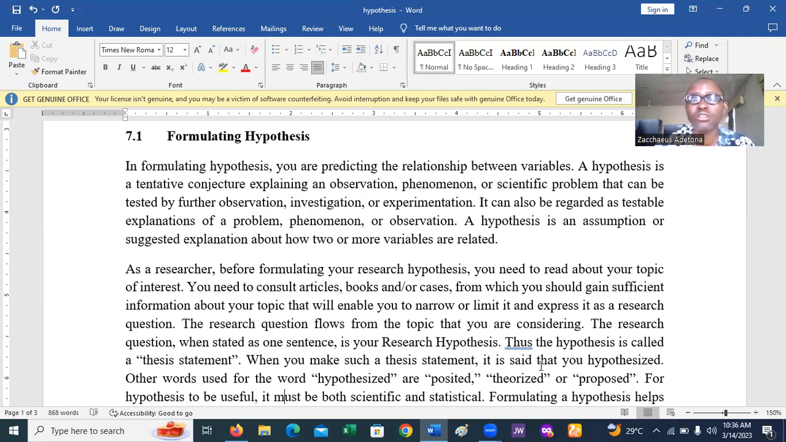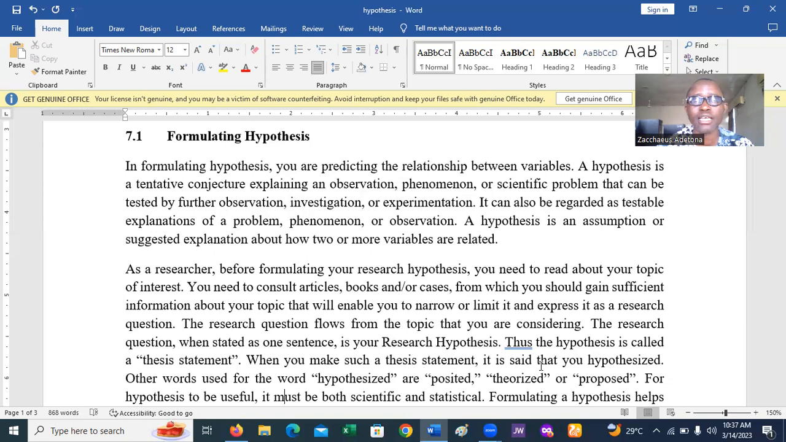Now, the research question is related to the topic of the research. It's related to what you are considering in the research. And it can be stated in one sentence, for instance. And then when you do that, you can consider it as a research hypothesis. So for that reason, sometimes the hypothesis is referred to as the thesis statement. Or sometimes they say you hypothesize. So sometimes these terms can be used to refer to hypothesis.